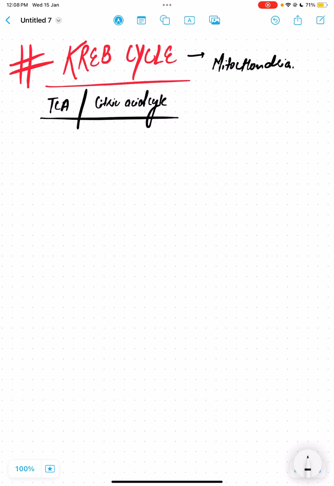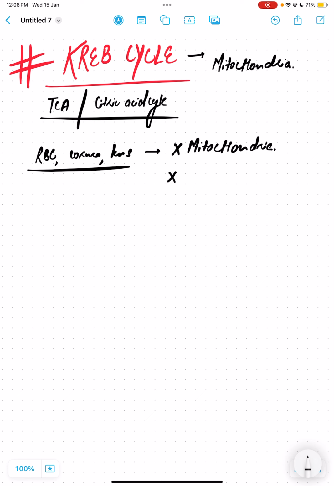But you should remember that cells which lack mitochondria don't have any Krebs cycle. So what are those cells that don't have mitochondria? Basically they are RBCs, the cornea, and the lenses. They don't have mitochondria, so in these three structures there will be absence of the Krebs cycle. These were the other names, the TCA cycle and the citric acid cycle.